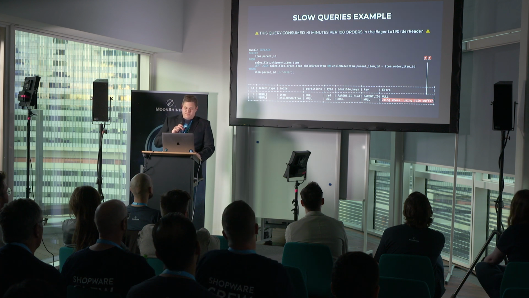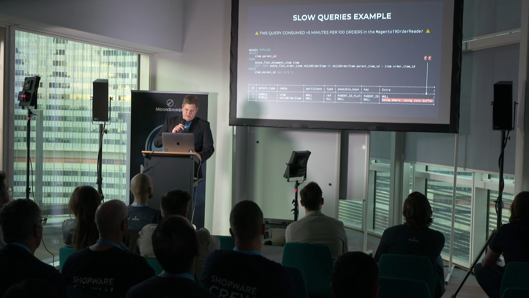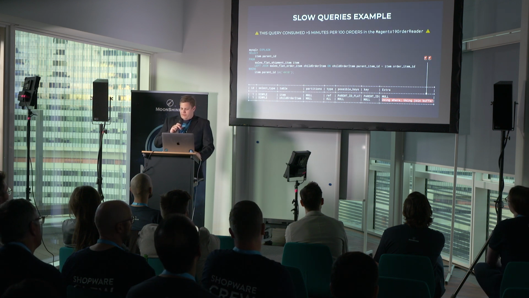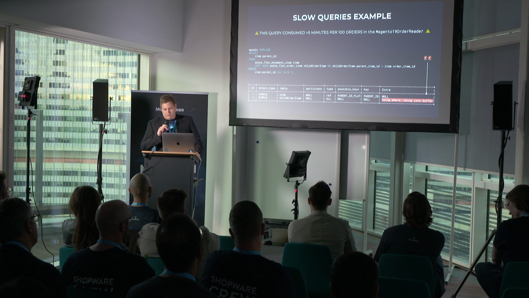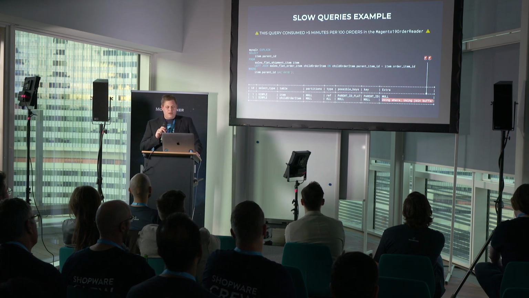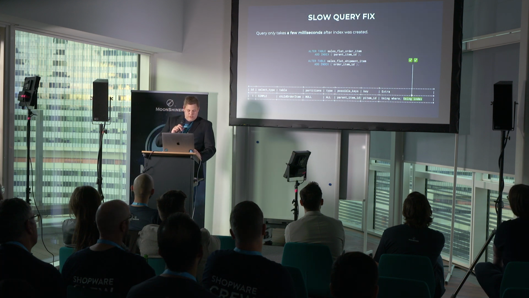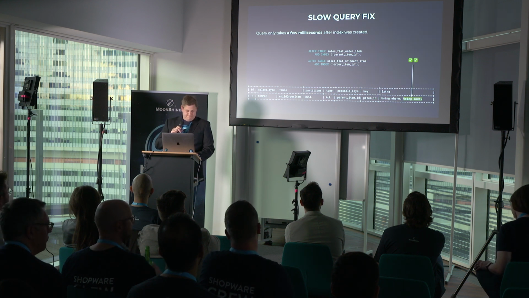So here's an example of it. This query consumed more than 5 minutes every 100 orders in the Magento 1.9 order reader. So this is a problem in Magento itself. After we found this out, we added an index on these columns in the table. In the beginning it was more than 5 minutes per 100 customers. In the end, the query only took a few milliseconds. So this improved things heavily.